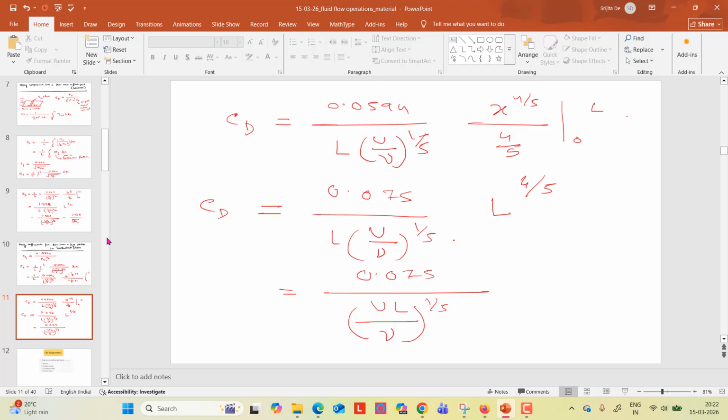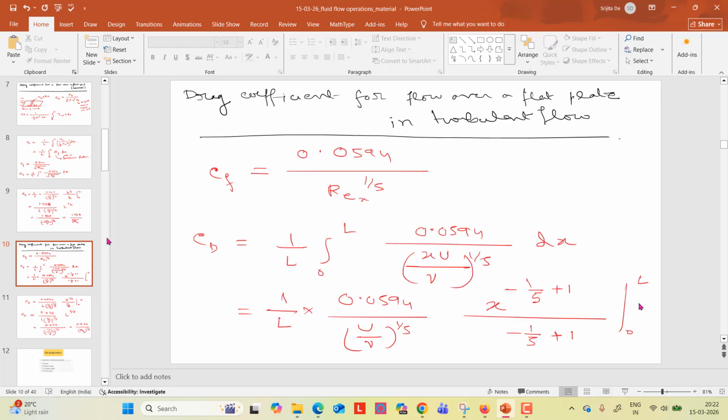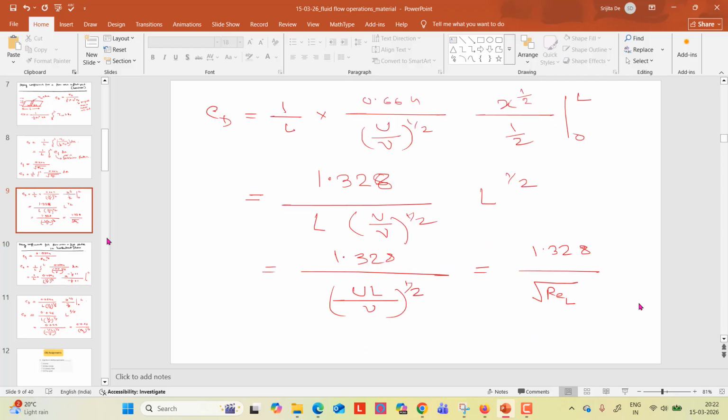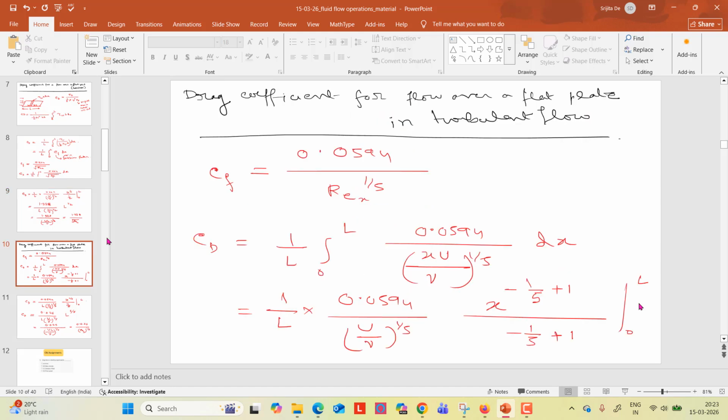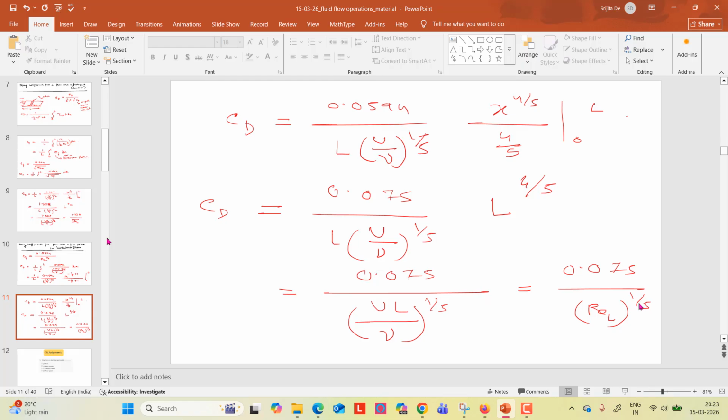So finally it will be 0.075 by REL to the power 1 by 5. Previously for the laminar flow case, it was 1.328 by root under REL, that is REL to the power half. For the turbulent case, it is 0.075 divided by REL to the power 1 by 5. Okay.